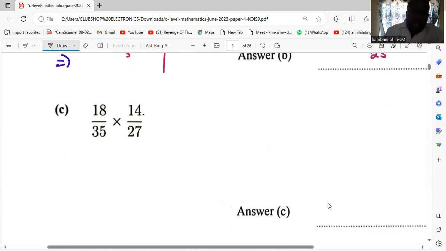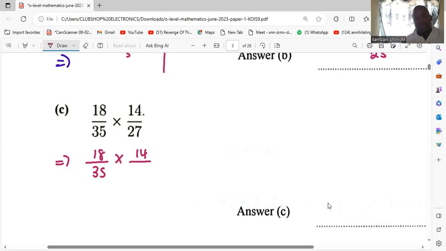Okay. How about this one? Right, so we can see if at all we can reduce this. We have 18 divided by 35, by 14 divided by 27. So maybe we can cross check this with that. We find the highest number that can divide into this. I think we may get 9. 9 here would be 2. 9 here would be 3. All right.